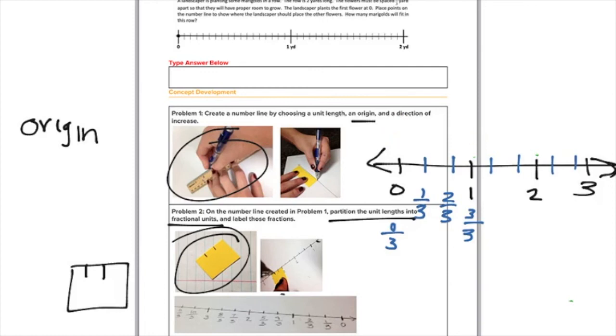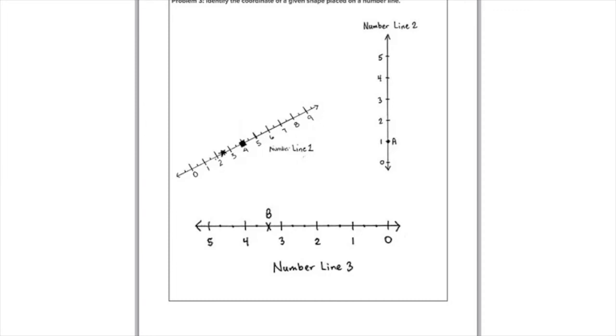Now, if I were to keep counting, this would be 4 thirds, 5 thirds, and we know that 2 is the same as 6 thirds. 7 thirds, 8 thirds. Okay, we don't need to label them all. What's nice is because we know that it's equal intervals, by just drawing those dashes, we can figure out any of the ones we need to. Moving on to the next page.